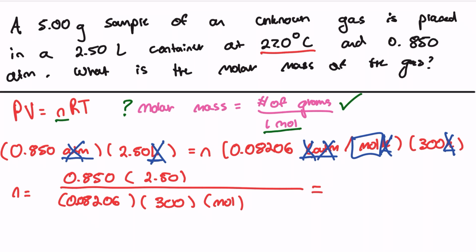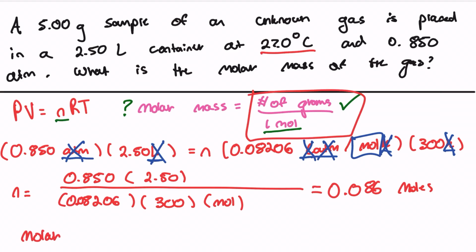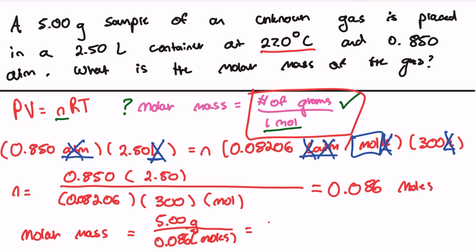And now we just need to solve for our final answer. And we get that we have 0.086 moles of gas. And so now that we have our moles of gas, let's go back to this equation up here and plug in what we now know. The molar mass of this gas will equal our number of grams, which is 5 grams, divided by our number of moles, and we get a final answer of 58.1 grams per mole.